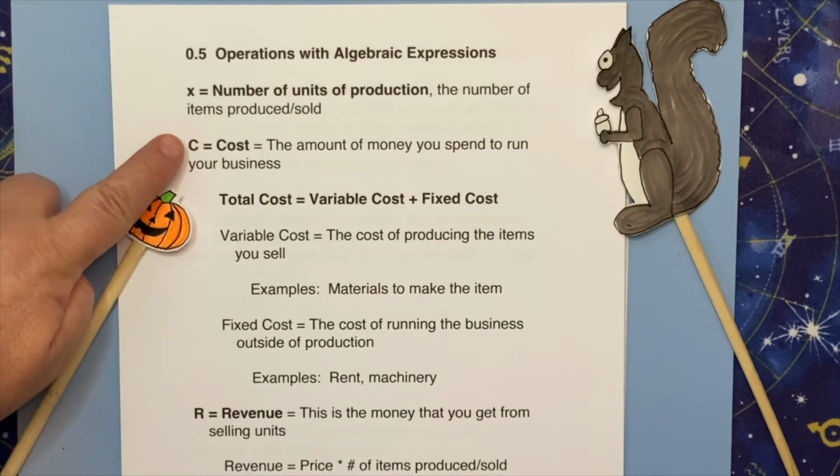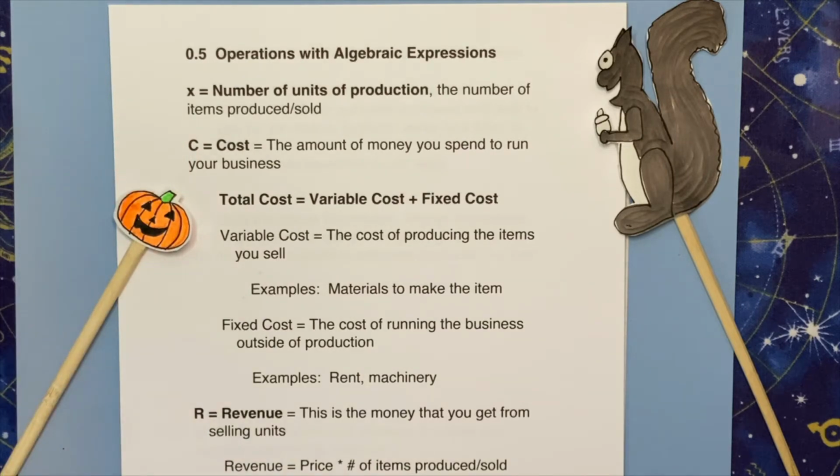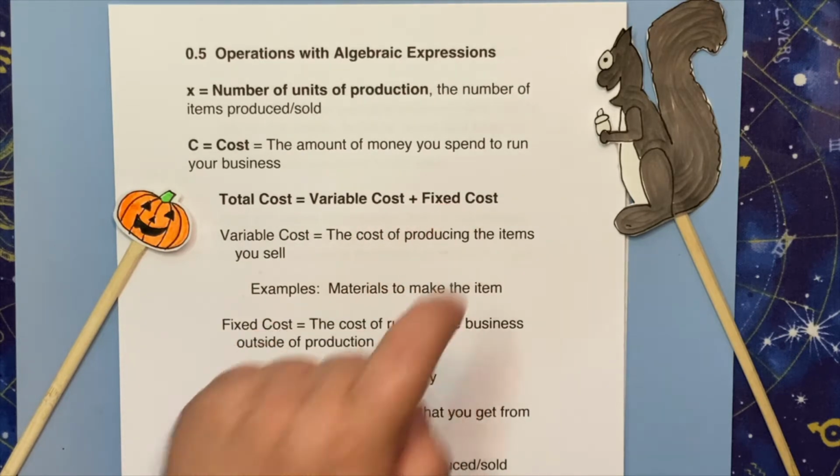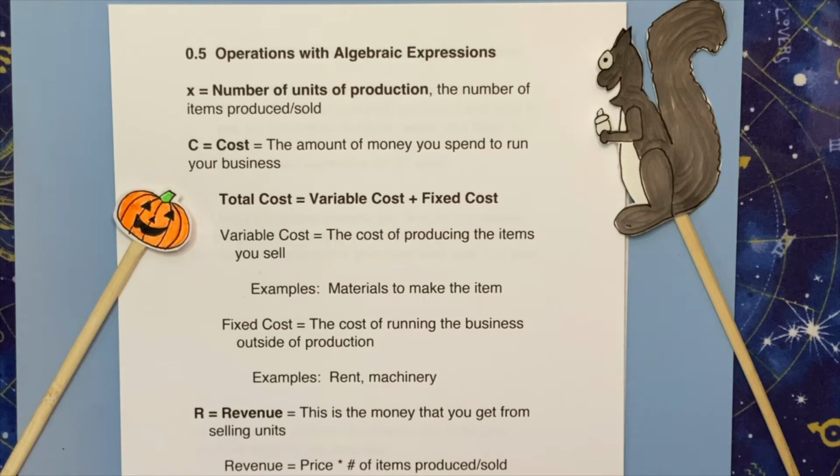C is going to stand for cost. That's the amount of money you spend to run your business. And our big formula is going to be total cost equals variable cost plus fixed cost. When we're talking about variable cost and fixed cost, there's a big dividing line. The variable cost is the cost of producing the items you sell, specifically the per item cost. An example would be the materials to make the item. Anything that goes into making each item is going to come into variable cost.